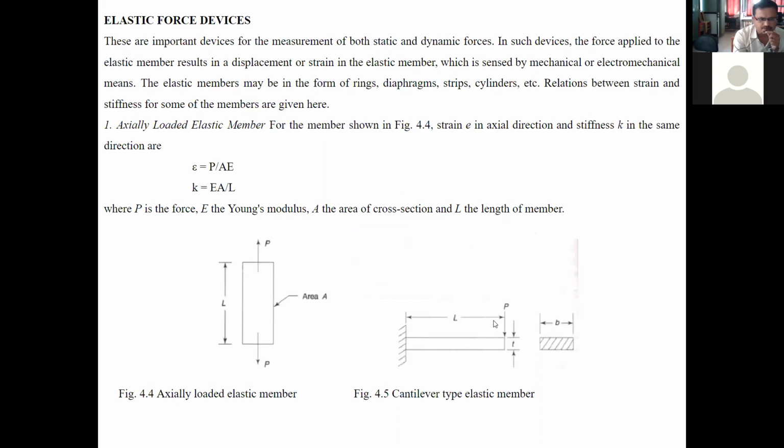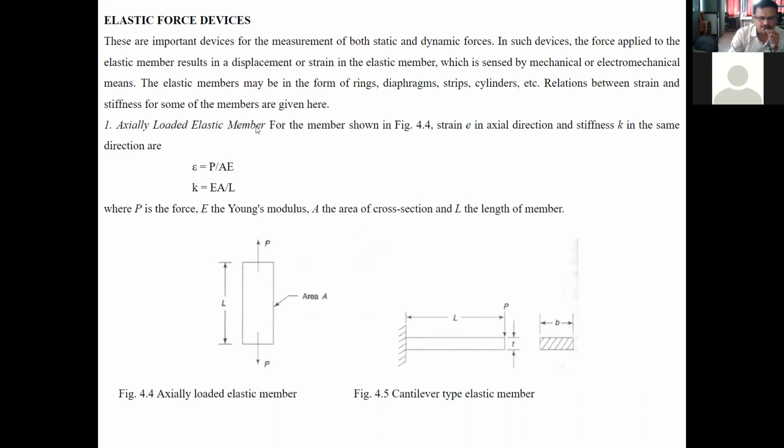Now next is the elastic force devices. These are important devices for the measurement of both static and dynamic forces. In such devices, the force applied to the elastic member results in a displacement or strain in the elastic member, which is sensed by mechanical or electromechanical means. The elastic members may be in the form of rings, diaphragms, strips, cylinders, etc. Relations between strain and stiffness for some of the members are given here.